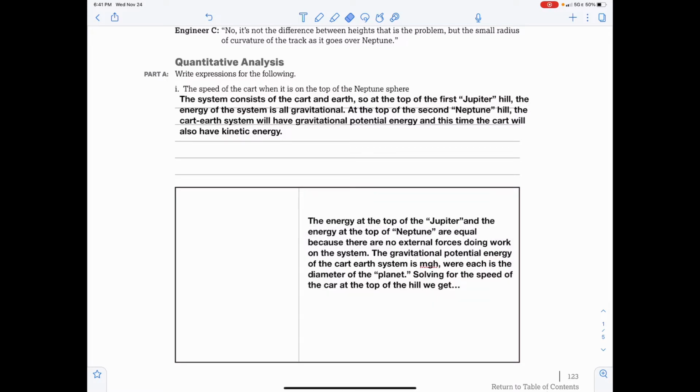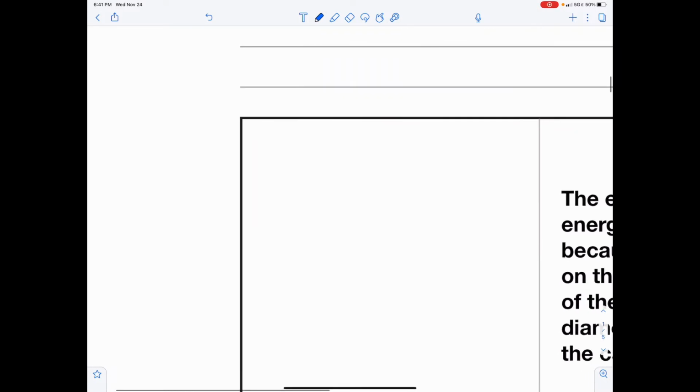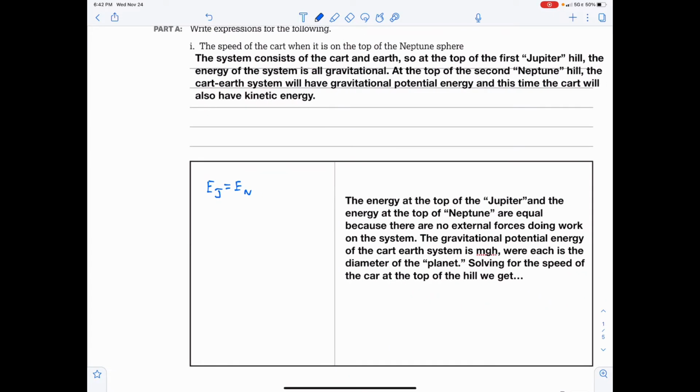The energy at the top of Jupiter and the energy at the top of Neptune are equal. So I'm going to call that energy J and energy N are equal. This is because there are no external forces doing work on the system. Remember, there was no friction or other dissipative forces. There was no external applied force. Nothing extra going on, right? So the gravitational potential energy of the cart is mgh, where each diameter of the planet is going to be 2 times the radius.